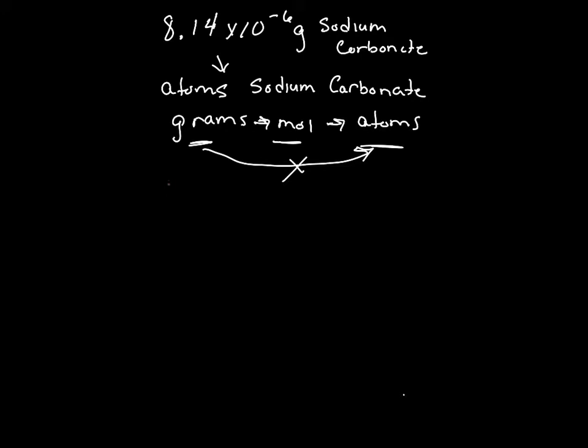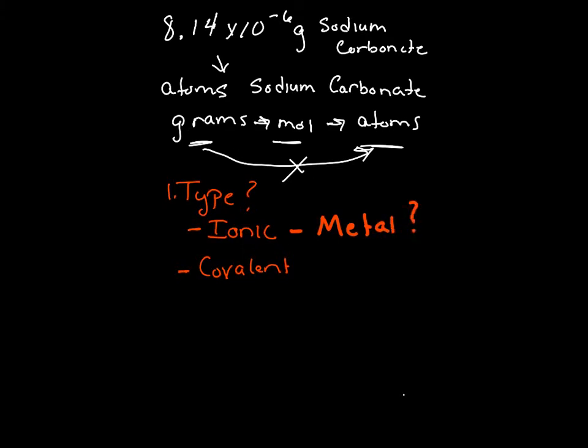Now, the first question we want to ask ourselves is what type of compound is this? It's going to be one of two types. It's either going to be an ionic compound, right, or it's going to be covalent. How do you know if it's ionic or if it's covalent? Well, there's a couple things that give it away. First thing you want to ask yourself, is there a metal in this compound? Or is the compound made of all non-metals?